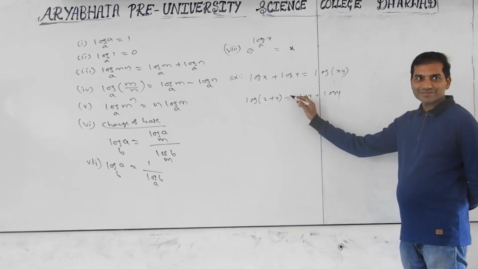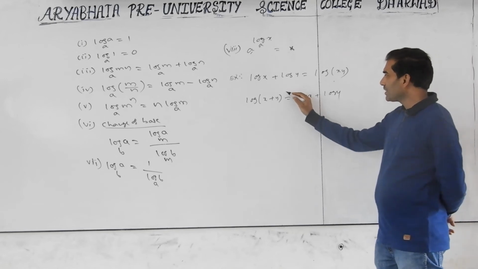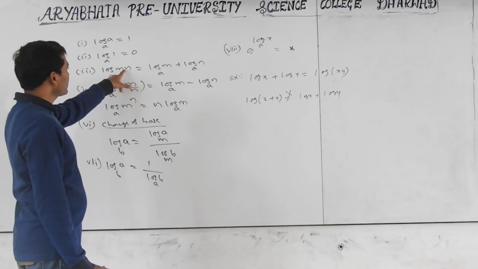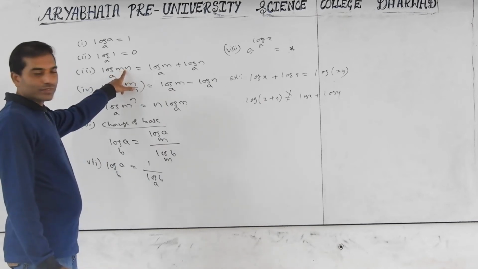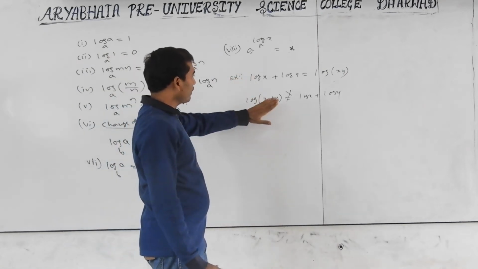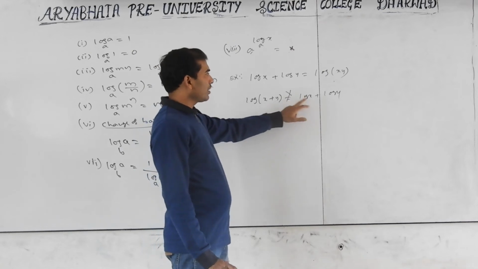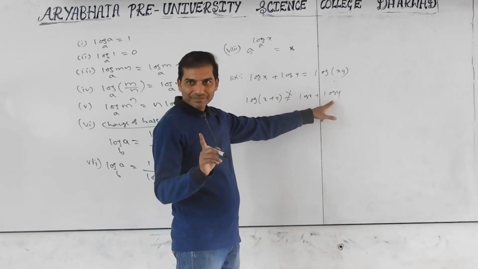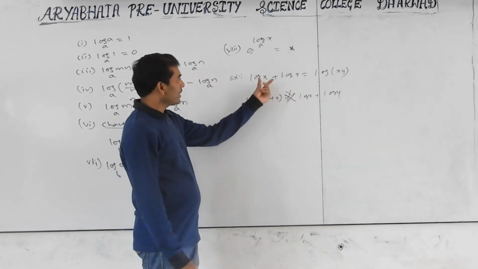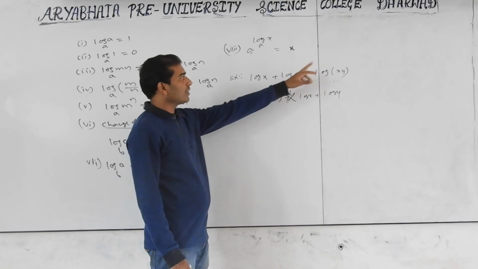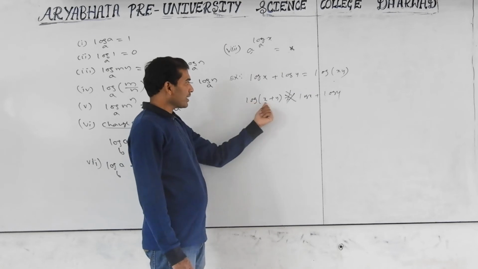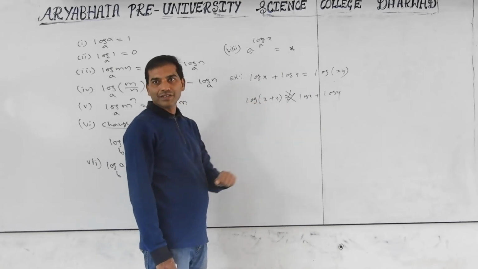No. Why? Because this property is not there. Log of m into n is there, but log of m plus n is not. The most important property is where most students make a mistake: log of x plus y equal to log x plus log y is wrong. Understood? The difference: log x plus log y equals log of x into y. But log of x plus y we can't write as log x plus log y.